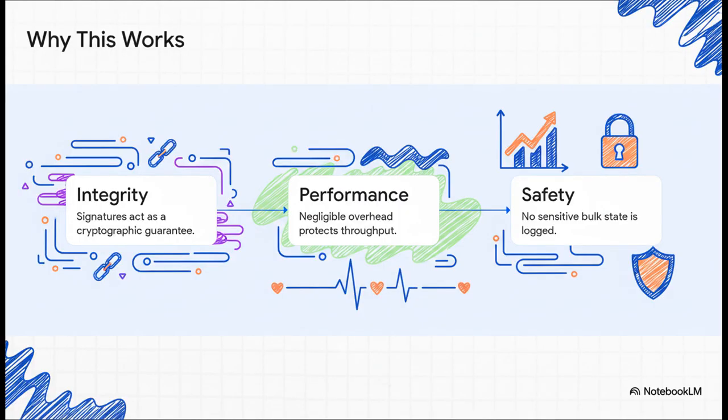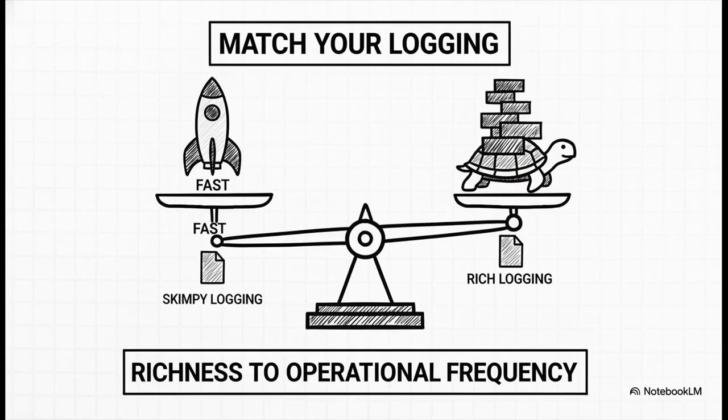So why is this Skimpy contract so effective? It really comes down to three things. First, you get integrity. Those little signatures are a rock-solid cryptographic guarantee that nobody's messed with the process. Second, performance. The overhead is so tiny it's basically zero, so your speed is protected. And third, safety. You're not logging any sensitive bulk data, which keeps your logs small, manageable, and secure. When you boil it all down, the key takeaway is this golden rule. You have to match your logging richness to the operational frequency. If your system is running incredibly fast, you keep the logging skimpy. If it's slow and deliberate, you can afford to get rich and detailed. It's such a simple idea, but it solves a really, really complex problem.